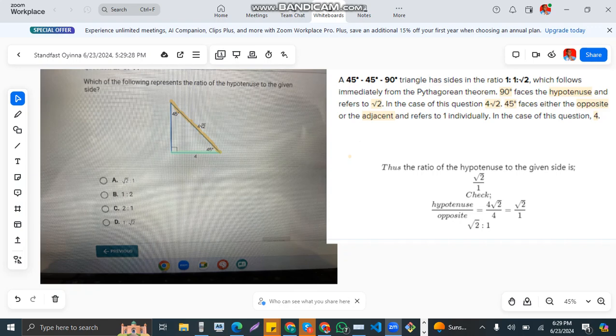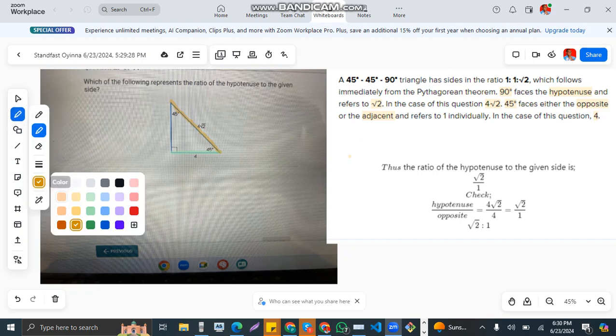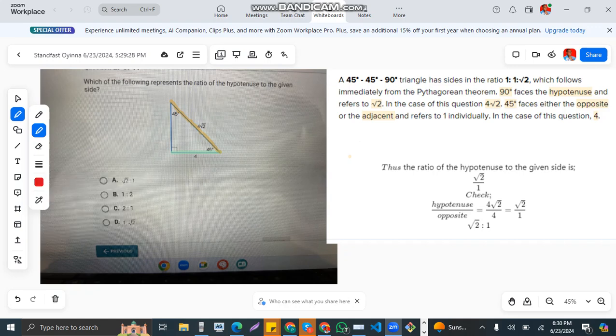Now 90 degrees faces the hypotenuse. Let me use a highlighter to show that. I'm going to use red for the 90 degrees. Sorry, that didn't go well. So I'm going to try and follow it, and this is where it goes. So the 90 degrees faces the hypotenuse, and the 45 degrees faces either the opposite or the adjacent.